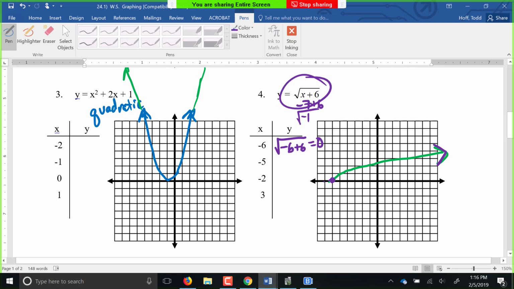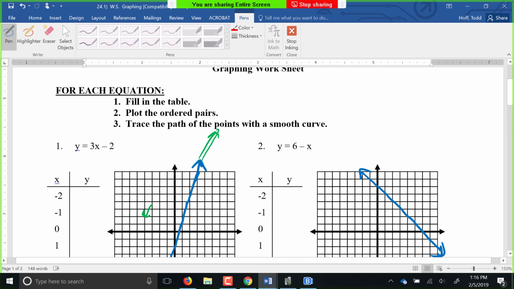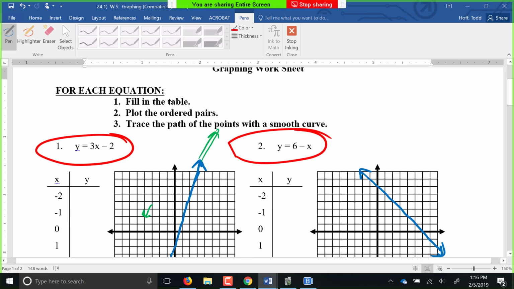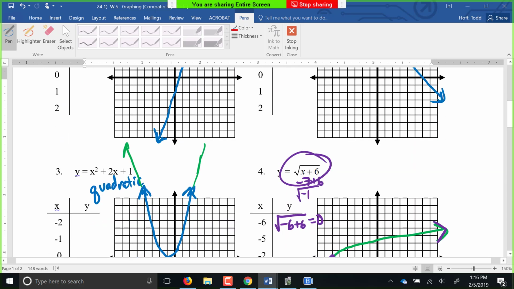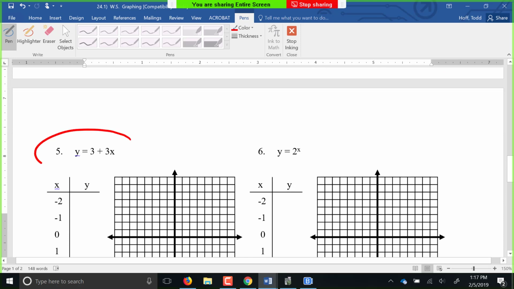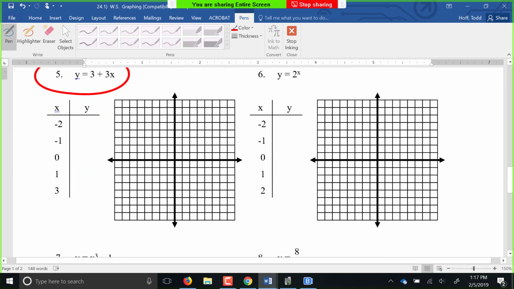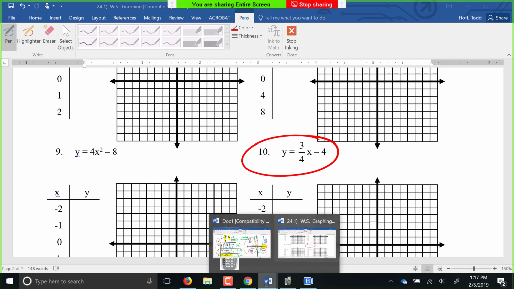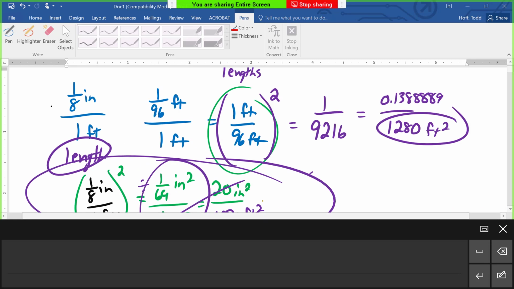So as we look through this worksheet, I'm just going to circle the ones here that form lines. We saw 1 and 2 formed lines. Get a decent look at those equations. As we go down here, these neither one formed lines. 5 will make a line. 6 will not. 7 and 8, either one of those will. 9 will not. This 10th one will make a line. So I want to list the equations here of graphs that were lines.